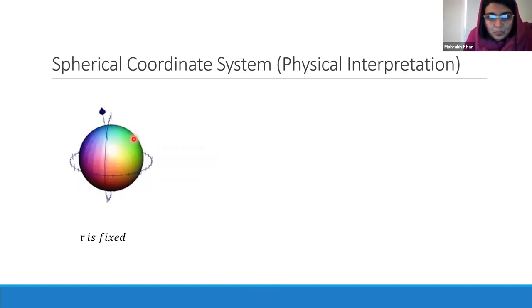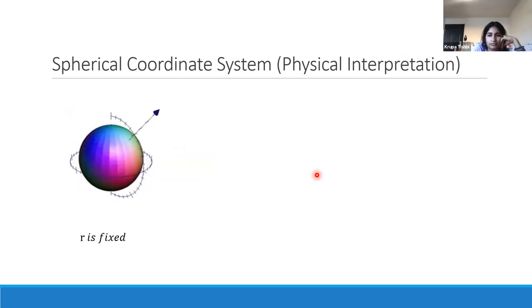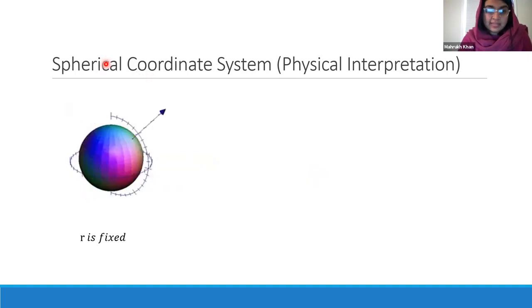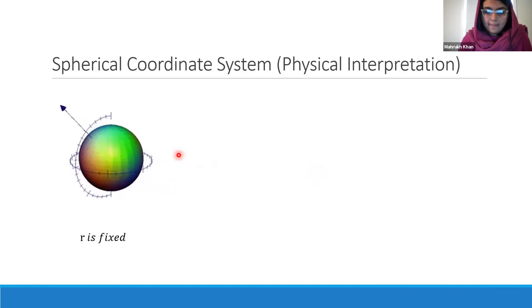Sounds good? If you have questions, you can ask right now, because we will use spherical coordinates very often, so we should be very clear what we are looking at. If R is fixed, what will happen if we change R here? What do you think? The size of the sphere changes. Yes, the size of the sphere changes. That's right, very good.